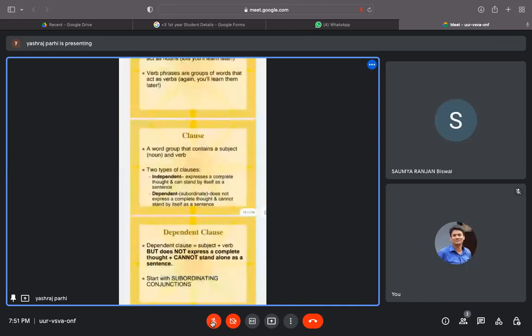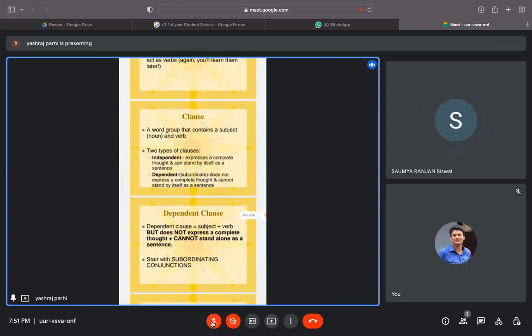And now we move on to the clause. A clause is a word group that contains a subject, a noun, and a verb, and may or may not have a predicate. It may or may not make complete sense. There are mainly 2 types of clauses: independent and dependent. An independent clause is a clause that expresses a complete thought, and it can stand by itself as a sentence without any other helping verbs or clauses.